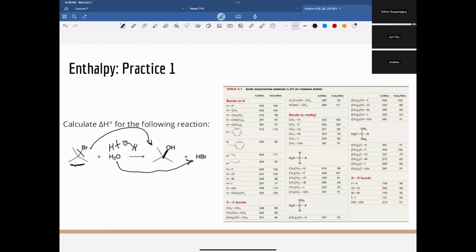So all we've got to do now is add up all the energy for broken bonds. And we see that this carbon and this bromine, it breaks. And if we look at the table on the right, we look for that exact one, which is right here. I'll circle it in red. And we see that under kilojoules per mole, we get 272 kilojoules per mole. So we're going to add that value for bonds broken.